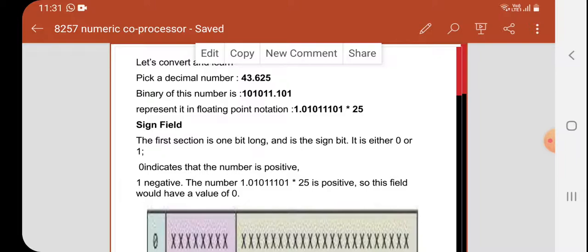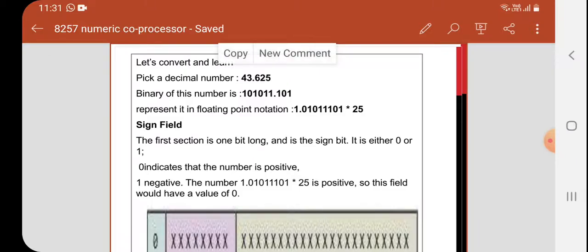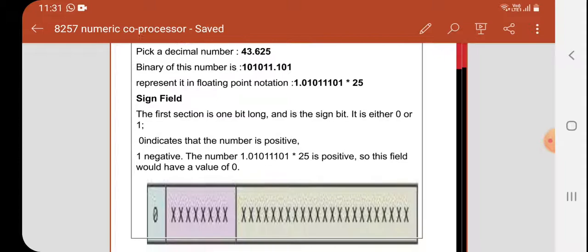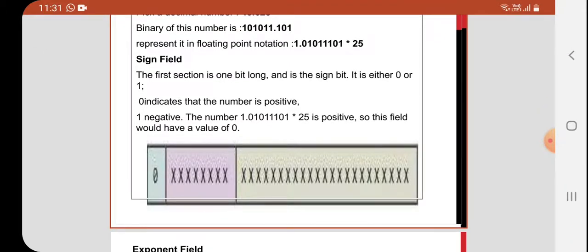Okay, because why 5? It means I have left shifted the decimal point to here, 1.01011, right? So 5 bits I moved. So that is 2 power 5. Coming to the next part, how to represent that floating number in single precision format, we will see that.